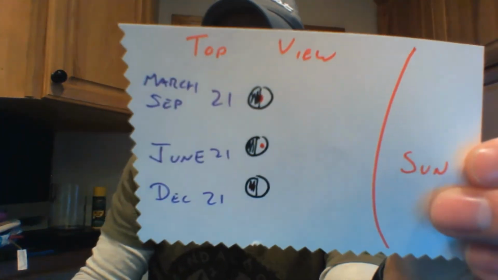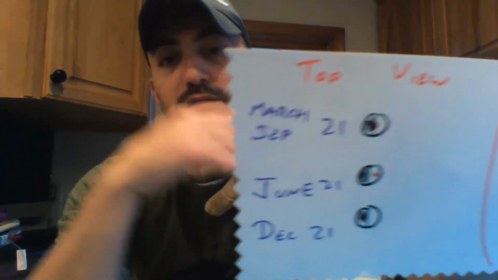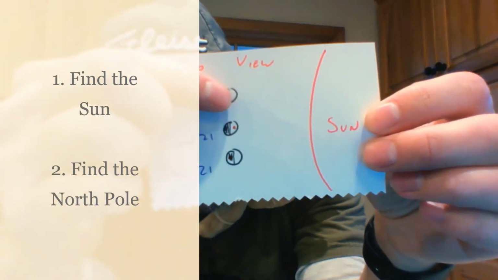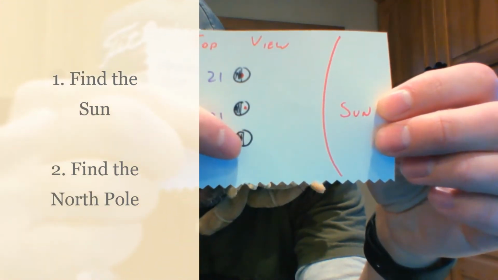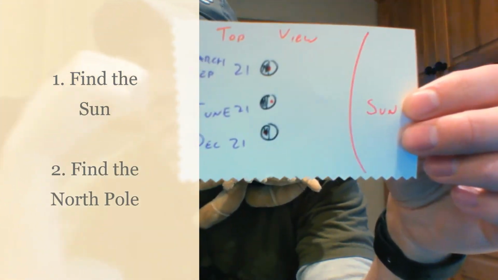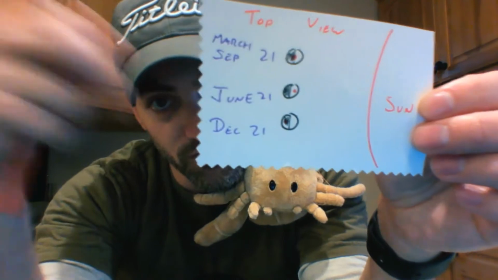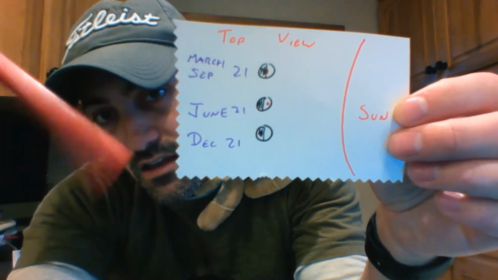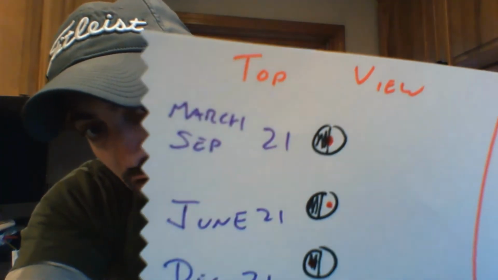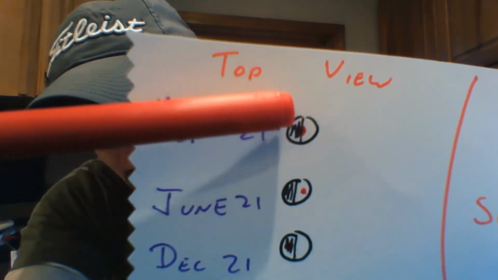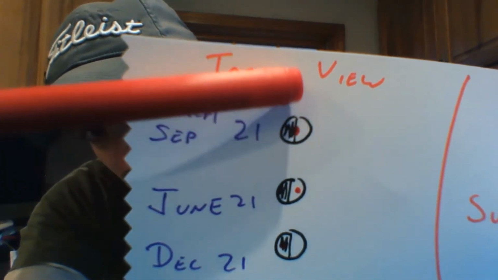Now the top view is a little more difficult, but you're still focused on the same two things: the North Pole, which you're always trying to find in the diagram, and the sun. Now it's like you're out in space looking down on the Earth from the top. If you zoom in on that right there, you see how the North Pole is directly straight up and down? It's splitting the dark and the light.